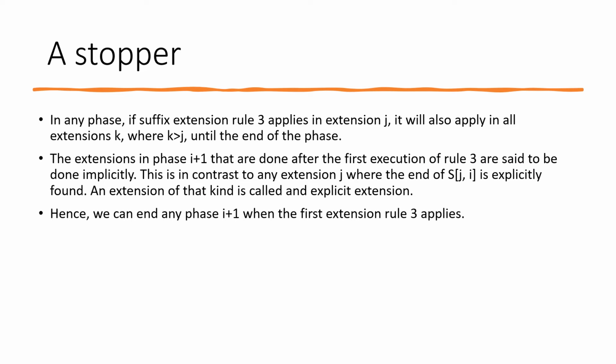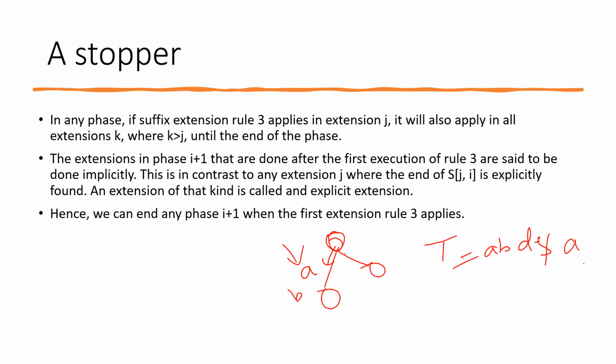Showstopper is another important trick we'll be using. For a particular string, if there is an A, B going like this, and we encounter A, B, D, dollar, and then encounter A again, since a path already exists from the root to this particular character, we will do nothing. So this rule three is a showstopper. Since we are doing nothing, we just move to the next phase. This is a very important trick we use in building suffix trees.